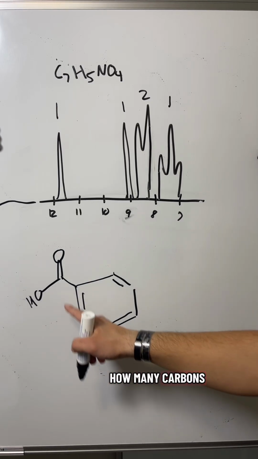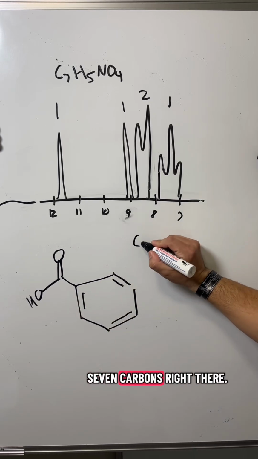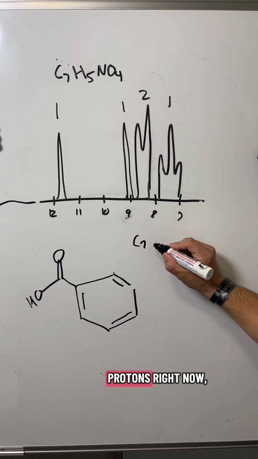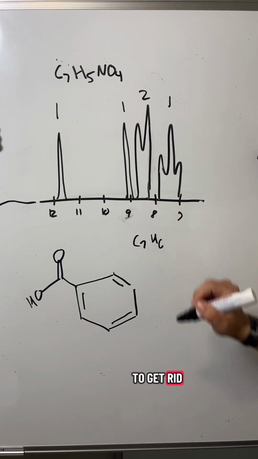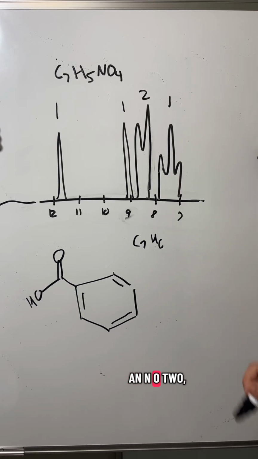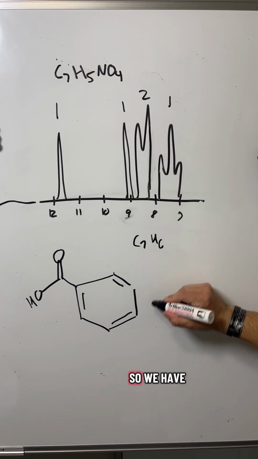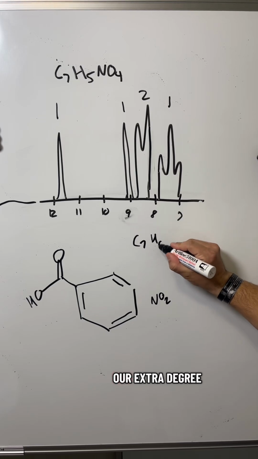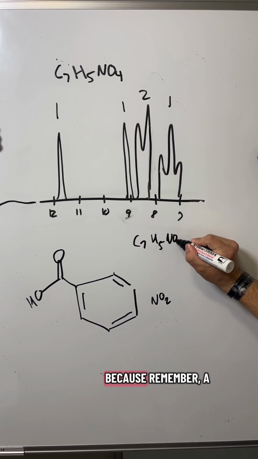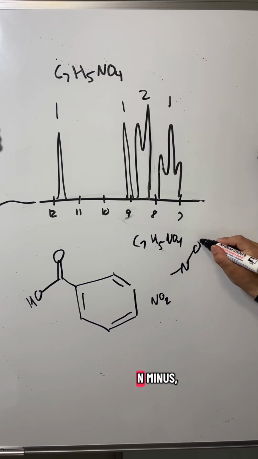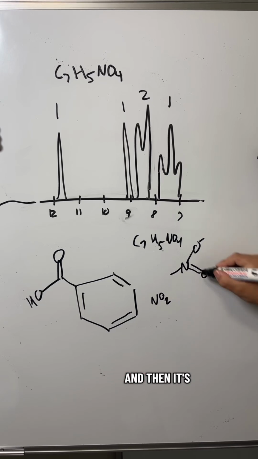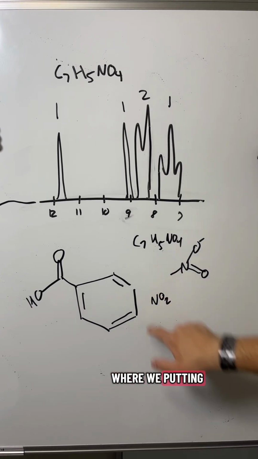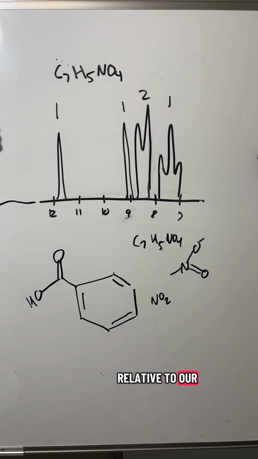With that, how many carbons have we used? We used 1 and then 6, so that's our 7 carbons right there. So we're on track for that. And we have 1, and then 1, 2, 3, 4, 5, so we have 6 protons right now. We need to get rid of 1, but we also need to use an NO2. So we have a nitro group somewhere, and that would also use up our extra degree of unsaturation, because remember, a nitro group is N plus, O minus, like that, and it's rapidly resonating. So now we just have to figure out where we put this nitro group relative to our carboxylic acid.